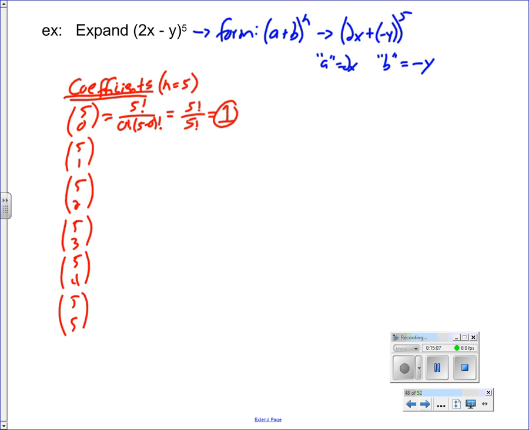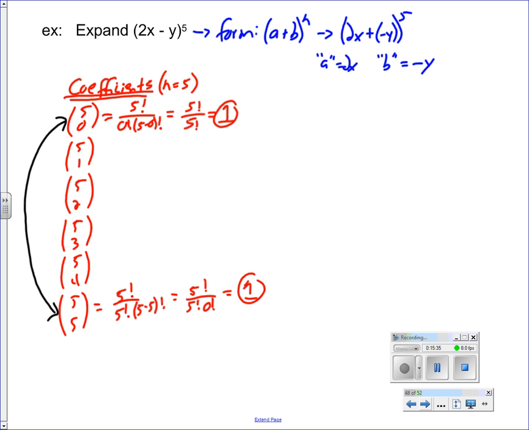Another thing to notice is symmetry with these coefficients. This coefficient will be the same as this last coefficient. If I were to plug this in, I would get 5 factorial over 5 factorial, and then 5 minus 5 factorial, which would be 0 factorial, which would be the same thing. Right, and that symmetry is going to be true for all of these.